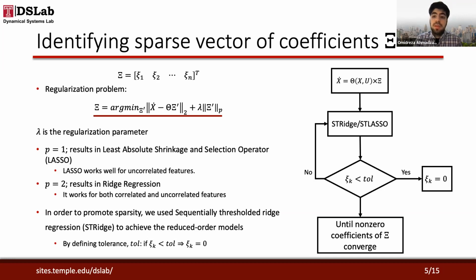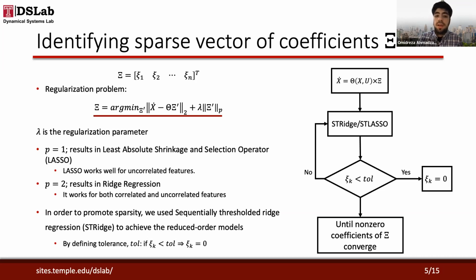And in this sparsity promoting problem, it is common that the data are correlated, so probably ridge has a better result. And in order to promote the sparsity, we use the sequentially thresholded ridge regression, ST ridge, to achieve the reduced order model. So we define a tolerance, and if our parameter Kc is less than our tolerance, we consider it as 0. And we will do it for the lasso also, and we call that approach ST lasso.